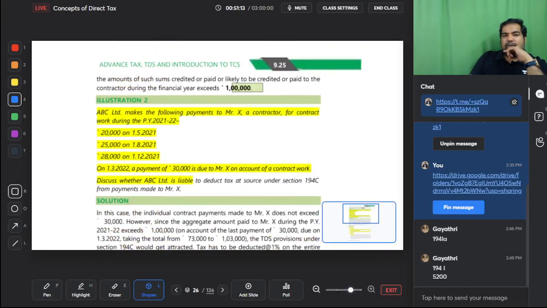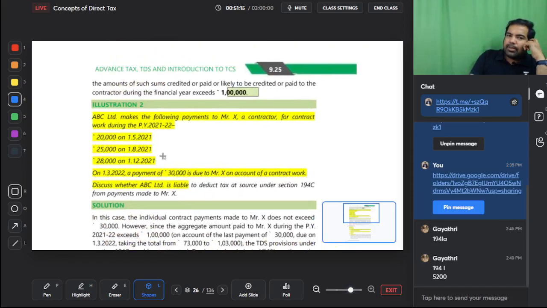And last, let's do this illustration as the last one. ABC Limited makes the following payments to Mr. X, a contractor: 20, 25 and 28. All of these are below 30 and also below 1 lakh, and hence nothing. And in March it's 30,000, so it goes above 1 lakh, so hence on the entire amount there will be TCS at the rate of 1% since he is an individual.